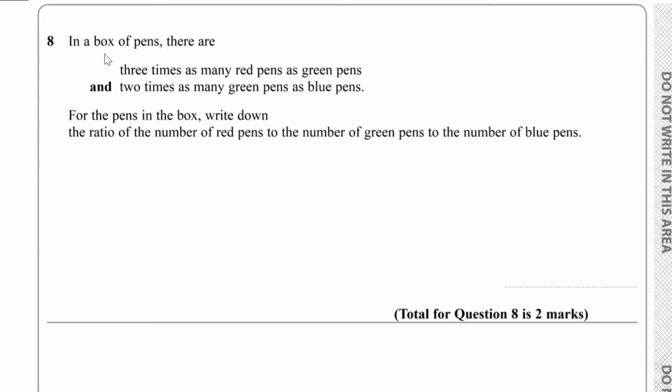For question 8, in a box of pens there are 3 times as many red pens as green pens and 2 times as many green pens as blue pens. For the pens in the box, we have to write down the ratio of the number of red pens to the number of green pens to the number of blue pens.